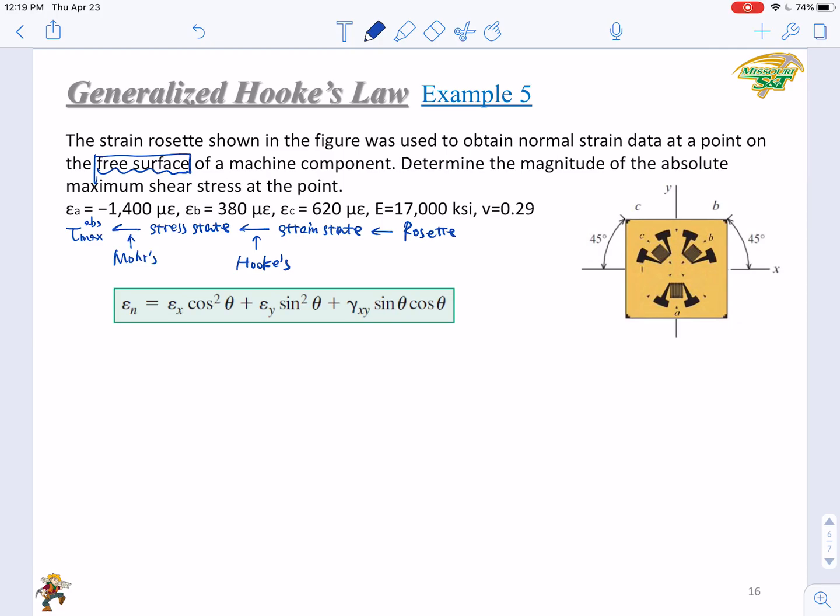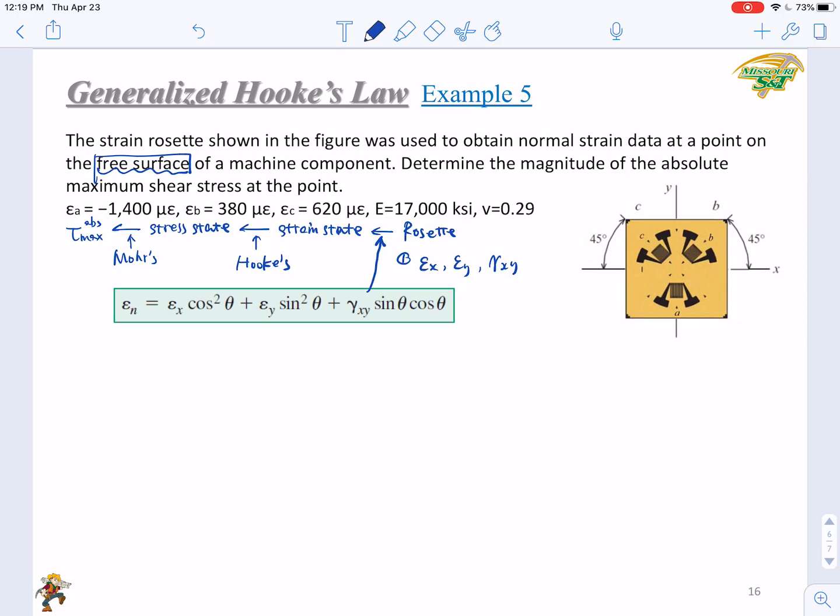Okay. And we will just use this equation to achieve the first step. Okay, so obviously the first step will be just use this equation to determine. So our first step will be to determine the sigma x, sigma y. Sorry, this should be epsilon x, epsilon y, and gamma xy. Okay.